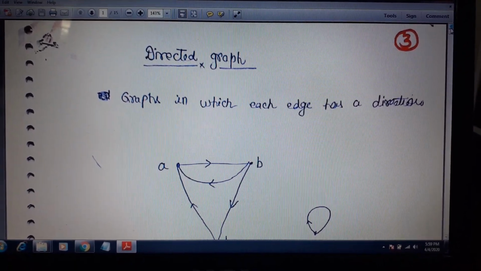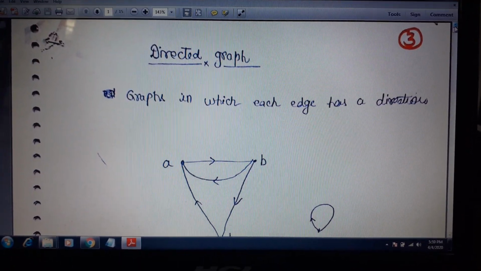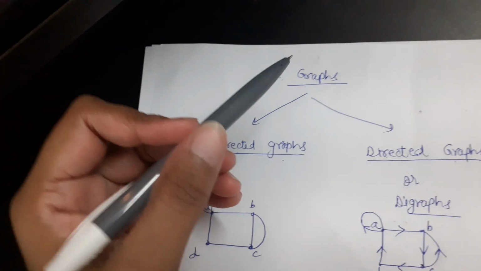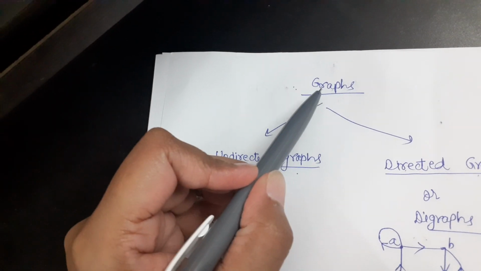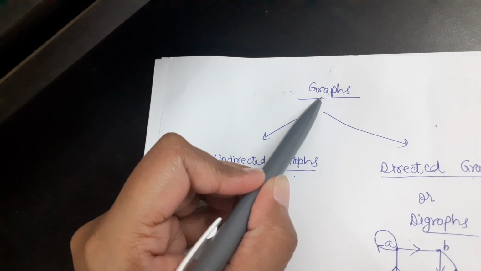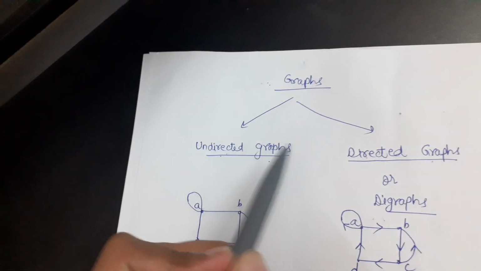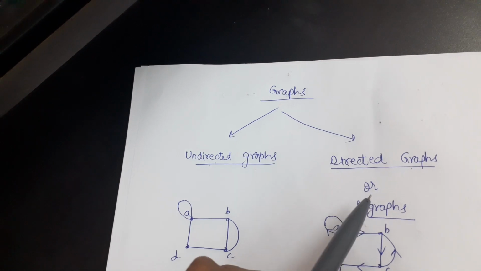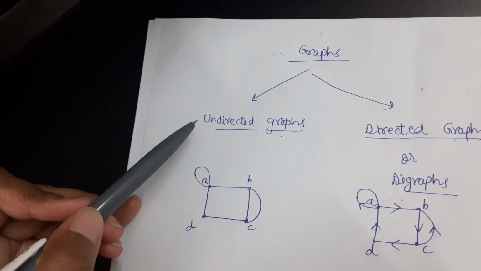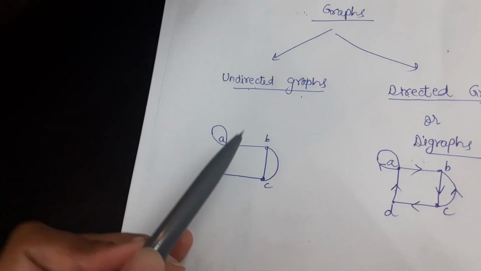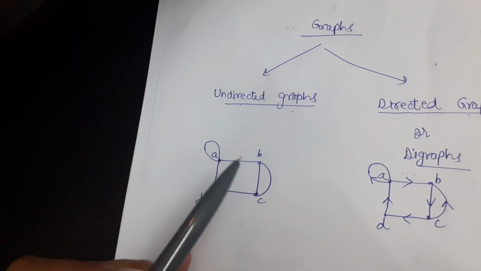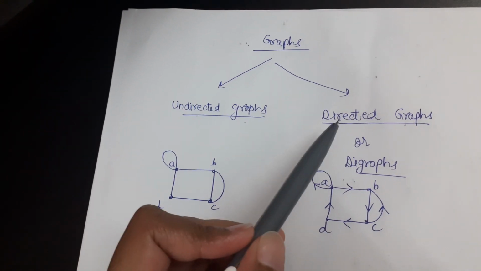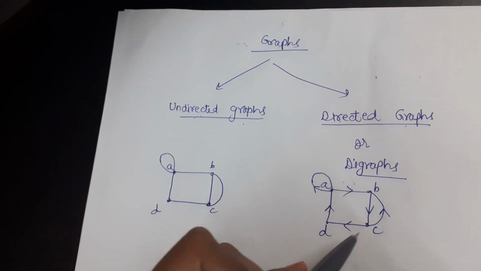Hello everyone. Let us start with our next topic, that is directed graph. For directed graph, let us start with the topic graph. We can classify graphs like this: undirected graph and directed graph. Directed graphs are also known as digraph. As the name suggests, undirected graphs are the graphs in which edges have no direction. Not even a single edge has a direction. But in directed graph, all the edges have direction.